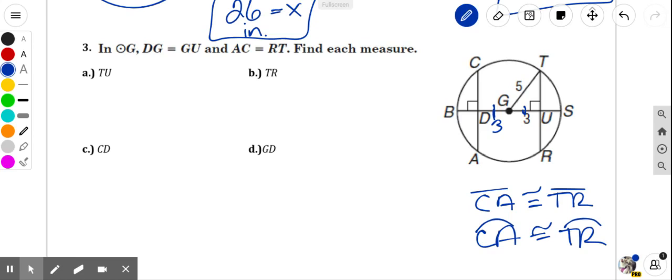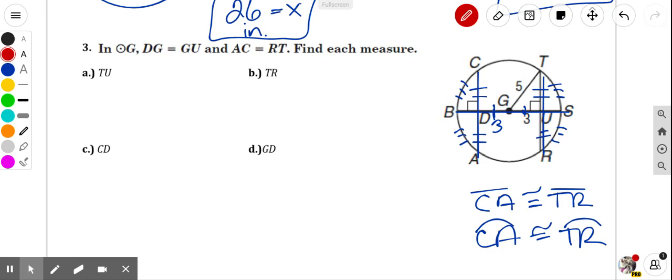Think about too, because this diameter is perpendicular to the chords, those are cut in half. So CD and DA are congruent, TU and UR, and we can even go as far as doing CB and BA and TS and SR. So a lot of pieces are the same here. Okay, I'm going to switch colors. We're given just that 5 and the 3.